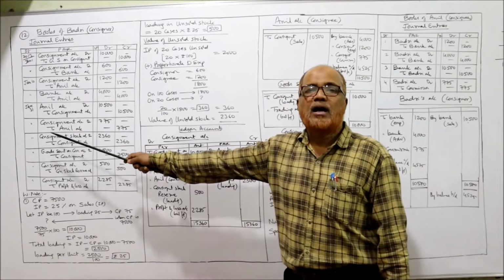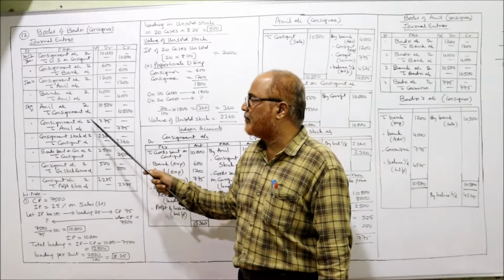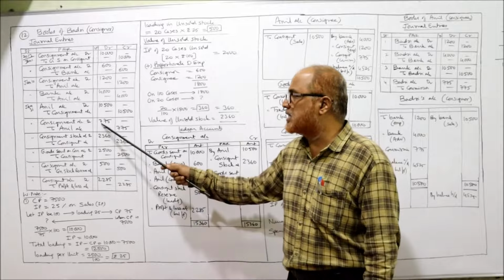The entry will be consignment account debtor to Anil account 775. Consignment account debtor to Anil, being the commission due to consignee.